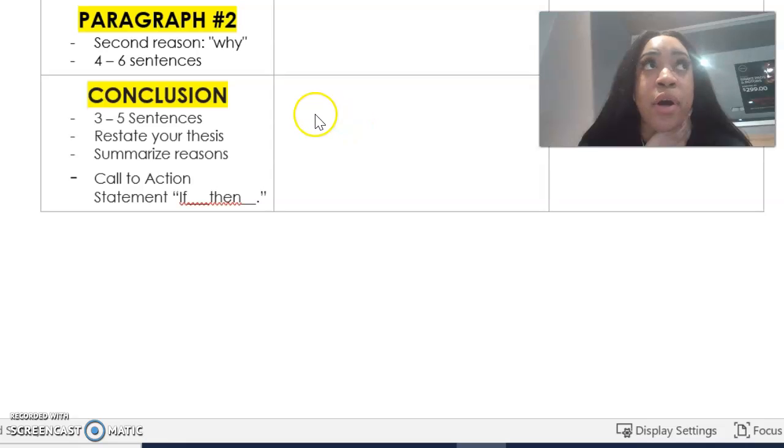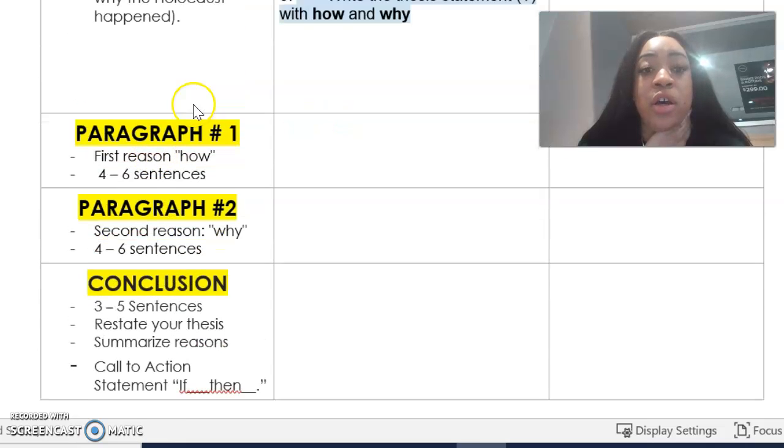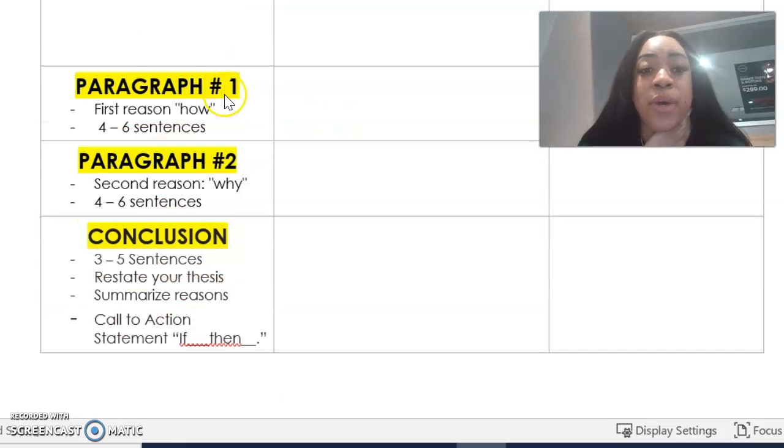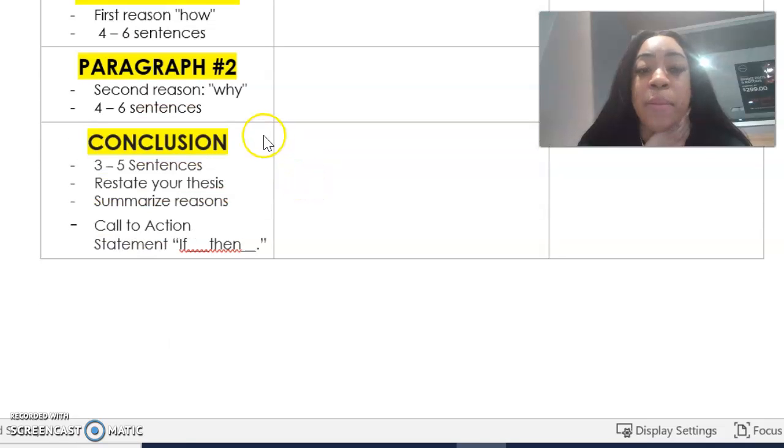Once you have paused the screen and you have written from your introduction paragraph all the way to your second paragraph, you should now be into your conclusion. It needs to be 3 to 5 sentences. You need to restate your thesis, meaning telling me how and why the Holocaust happened. And then you're summarizing your reasons. And then you're going to give me a call to action statement.